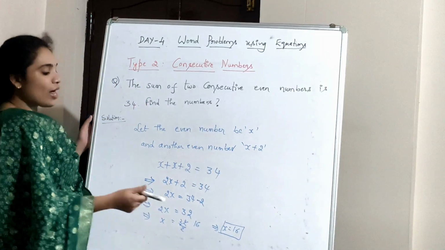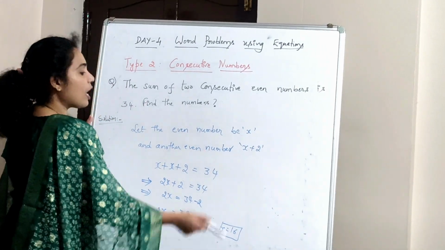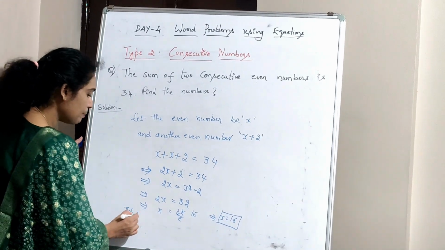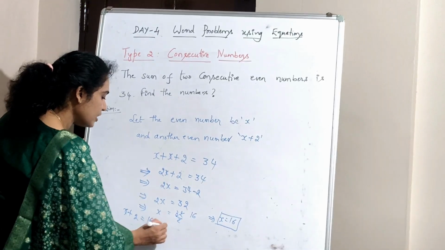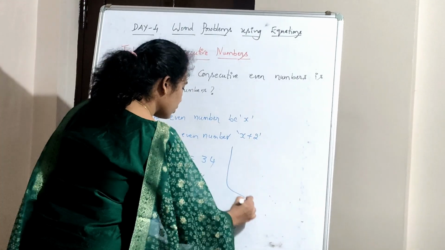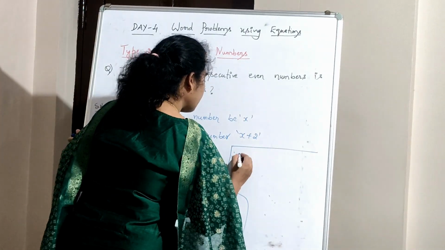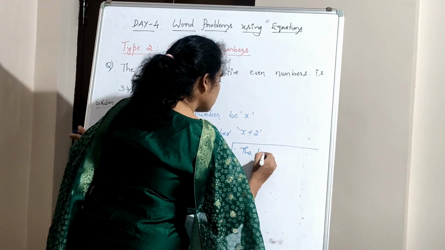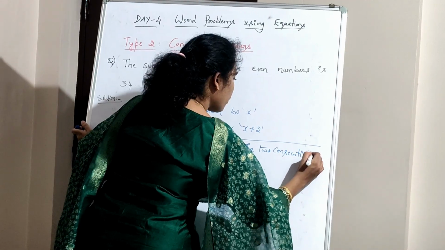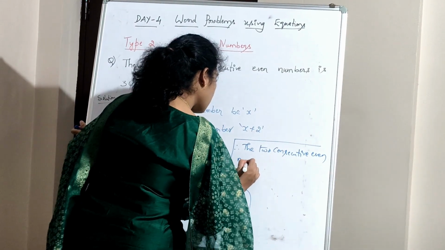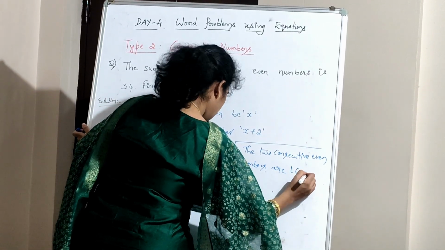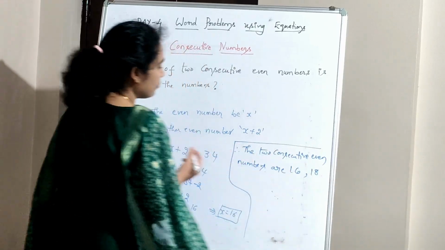Okay. So one even number is 16. The other even number is x plus 2, that is 16 plus 2 is equal to 18. So therefore, the two consecutive even numbers are 16 and 18.